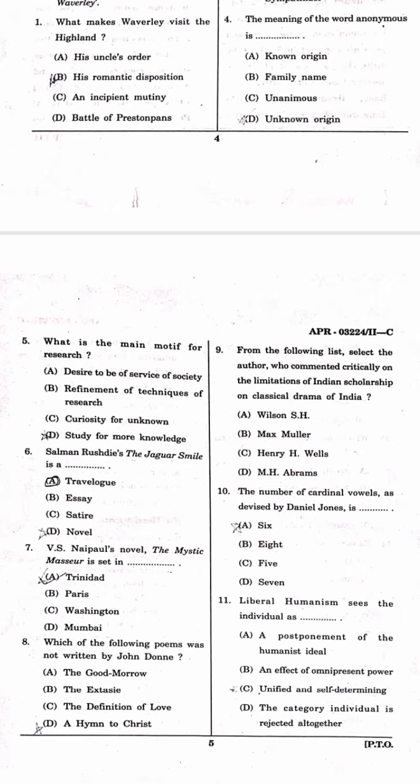Question number 8, which of the following poems was not written by John Donne? The options are The Good Morrow, The Definition of Love, and A Hymn to Christ. The correct option is option C, The Definition of Love. The Definition of Love is a poem written by Andrew Marvell.